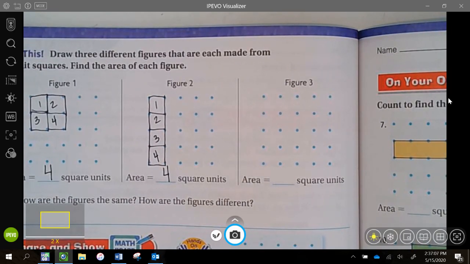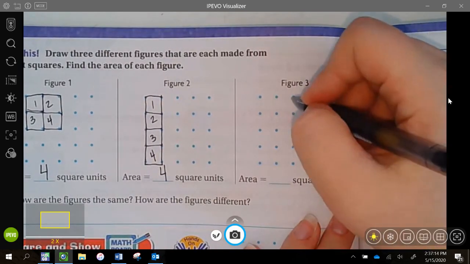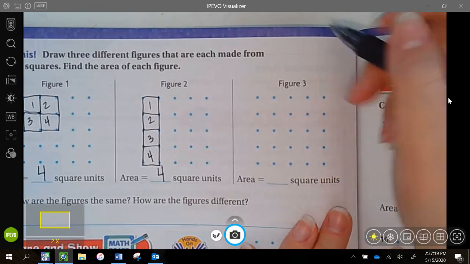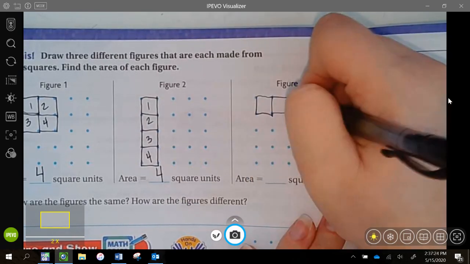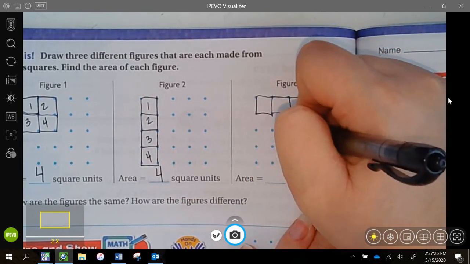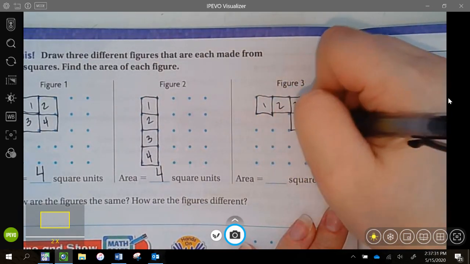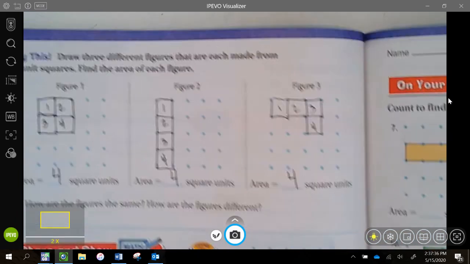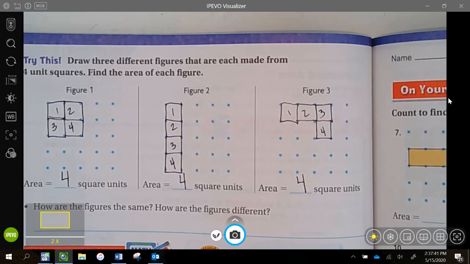Okay? So you can draw it differently. We're going to do it differently this time. I'm going to make a plus sign actually. Okay? Actually, if I did the plus sign, I would have 5. So I'm going to mix it up. 1, 2, 3, 4. There's a different one. Okay. And that's 4 square units as well. So the area of these 3 shapes is all the same, although they look different.